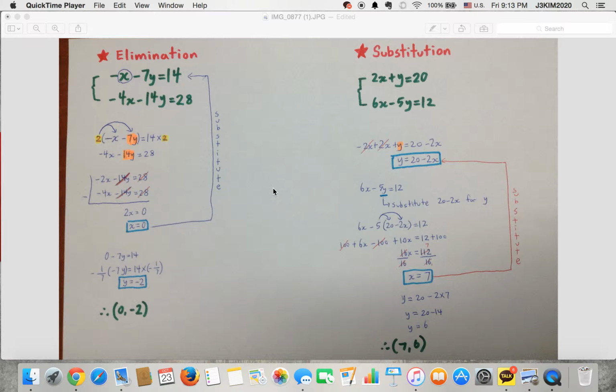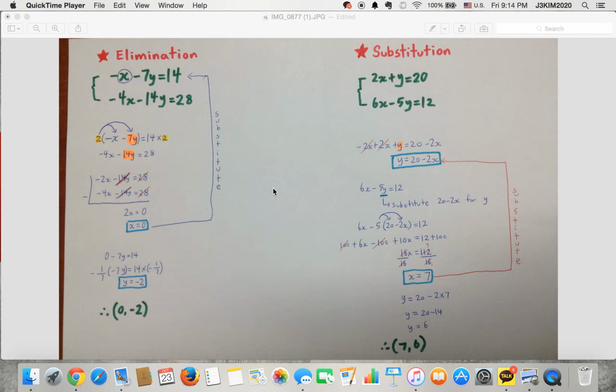Now I'll talk about substitution with the next set of equations. This is 2x plus y equals 20 and 6x minus 5y equals 12. The substitution method starts by isolating a variable in one of the equations, making the equation look like x equals something or y equals something. I chose the first equation and isolated y because it can simply be isolated by subtracting 2x on both sides. As a result, I got y equals 20 minus 2x.